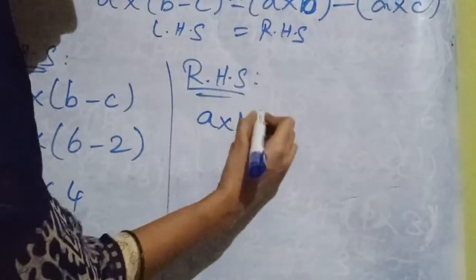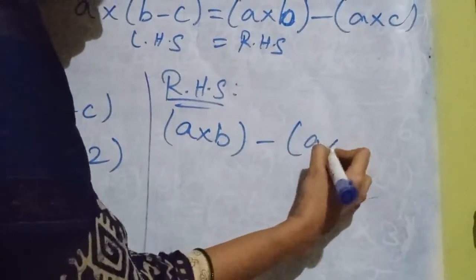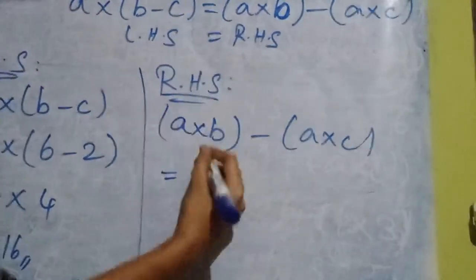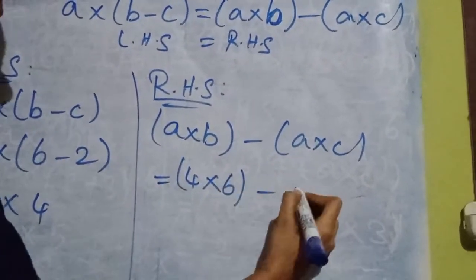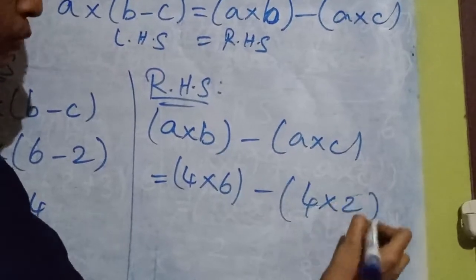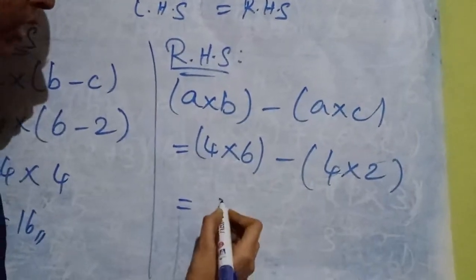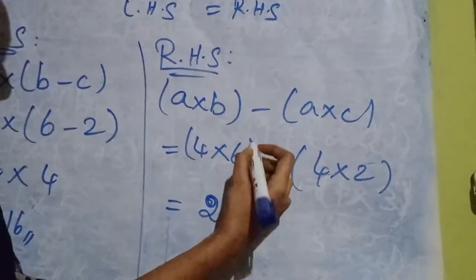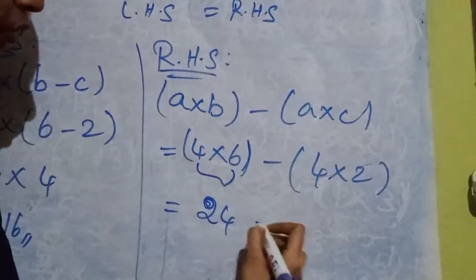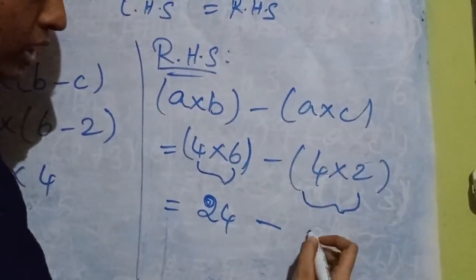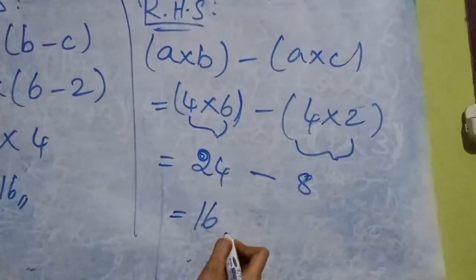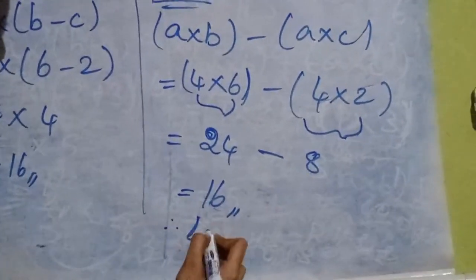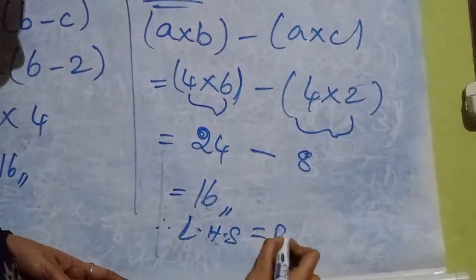A into B minus A into C. A value is 4 into 6 minus 4 into 2. 6 4s are 24. First perform the multiplications. 6 4s are 24. Subtraction. 4 2s are 8. 24 minus 8, the answer is 16. Therefore LHS is equal to RHS.